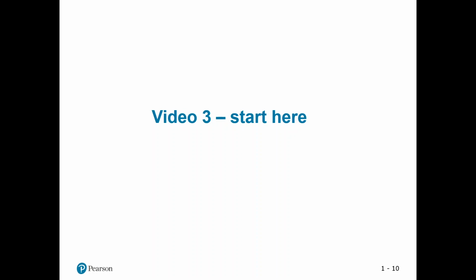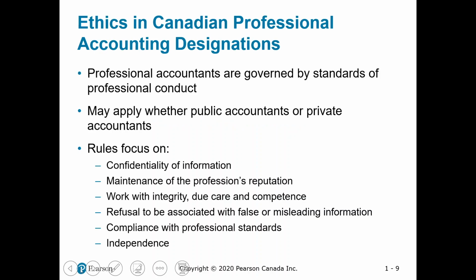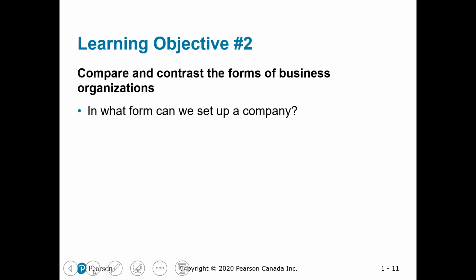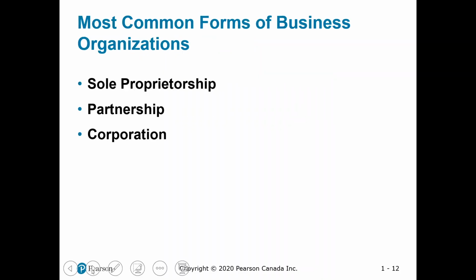We are now going to take a look at learning objective number 2, and this is the forms of business organizations. So there's 3 possible forms that a business can start, that the business can be set up as. The first is a sole proprietorship. Second, we have partnerships, and third is corporations.